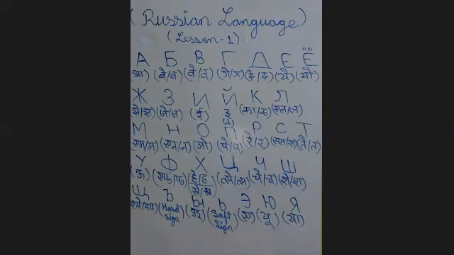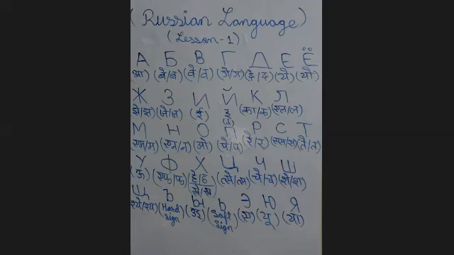But as of now, these are the total 33 letters of the Russian language alphabet. Out of these, now let's talk a little about the vowels. If you have anything to ask till here, you may ask.